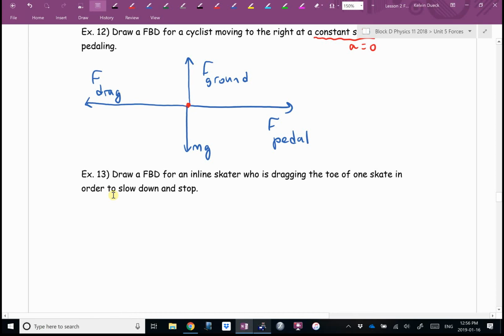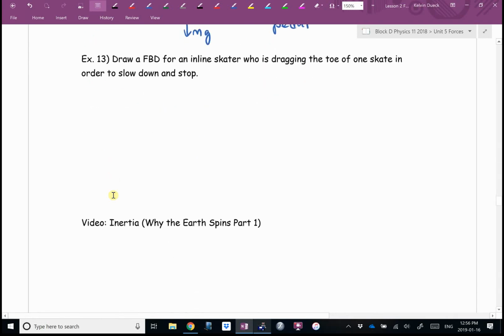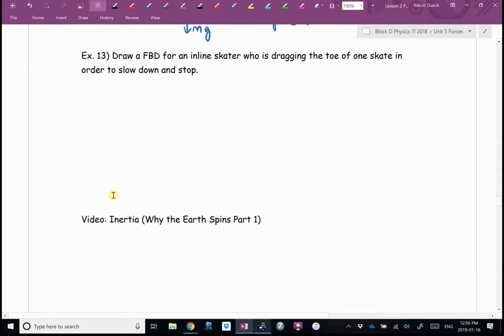Now, what if instead of moving to the right, what if we were slowing down? That's a good question. Example 13. Draw a free body diagram for an inline skater who is dragging the toe of one skate in order to slow down and stop. What are the forces acting on the skater? Let's get the obvious one.